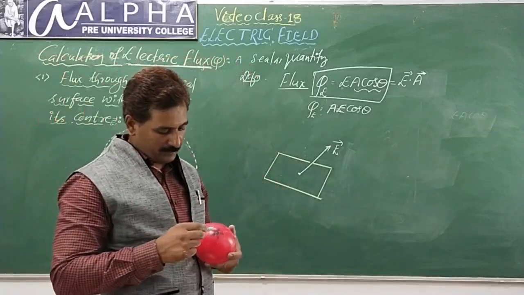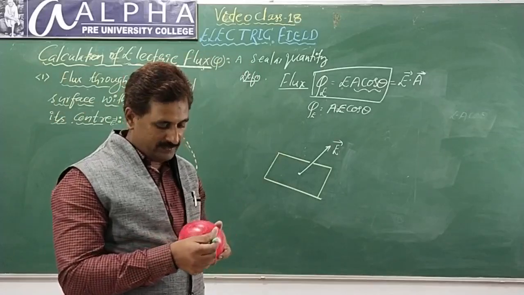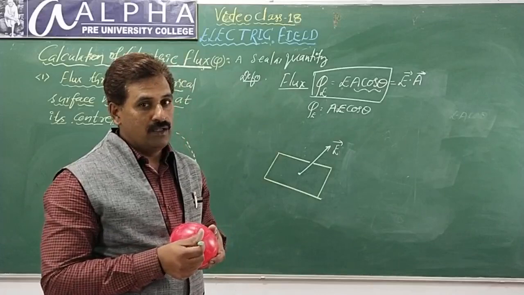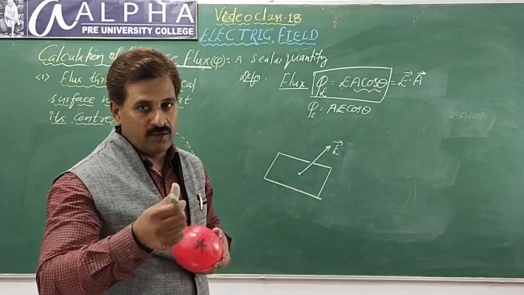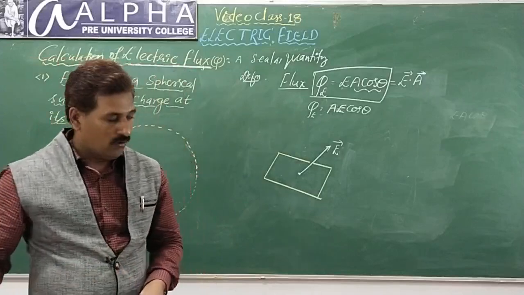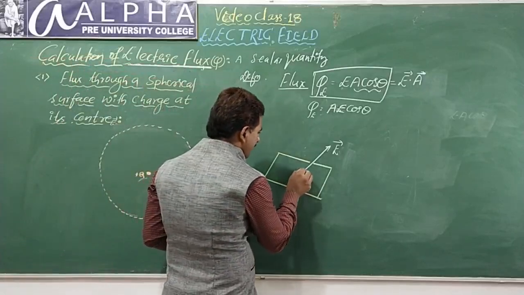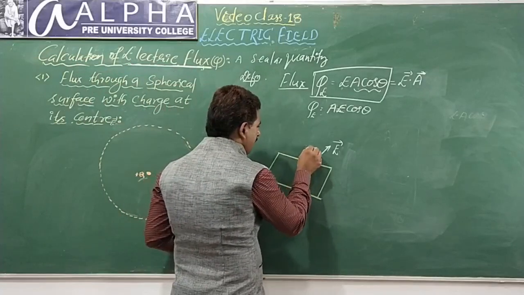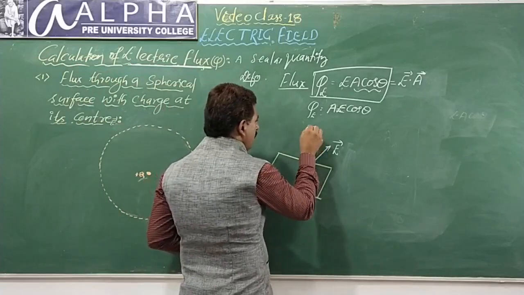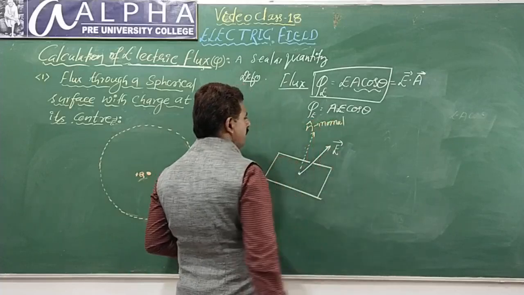Where is the surface? Here, a small patch. That is the surface. To that, this is perpendicular and out of it. That is the direction of area. Right? Now, in this case, where is the direction of the area? This is the direction of area. Approximately, this is the normal direction. Normal to the area.